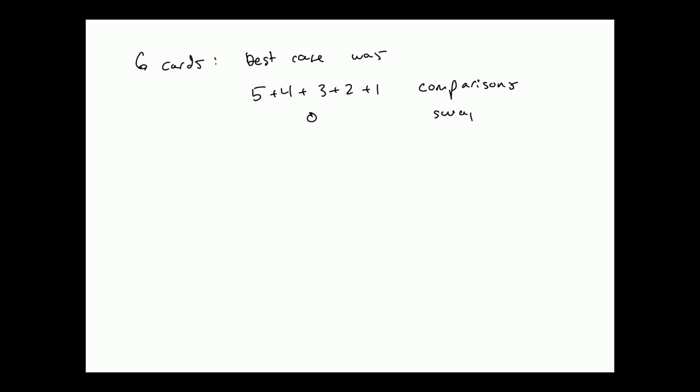How many times did it take? So if we had 6 cards, best case was 5 plus 4 plus 3 plus 2 plus 1 comparisons and 0 swaps. Okay, and 5 plus 4 plus 3 plus 2 plus 1 adds up to 15. Or let's be smart and write this as 5 times 6 over 2 because of our little clever trick from last time. Yes? Okay, what about the worst case scenario?